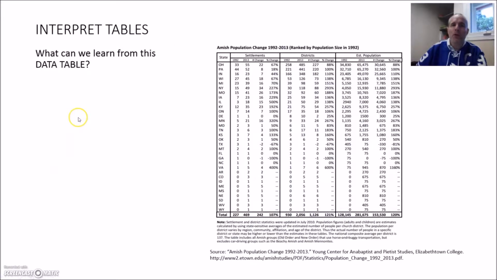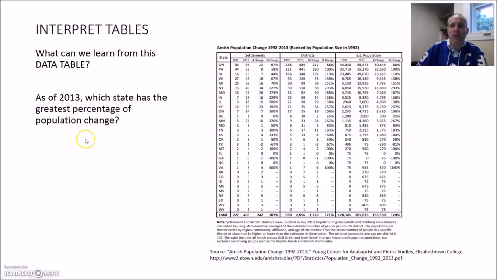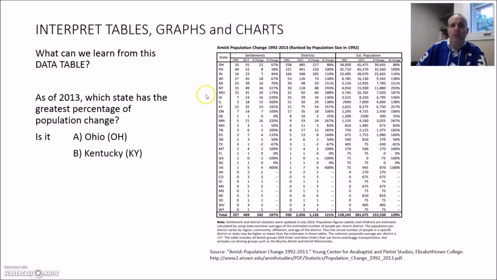So, what can we learn from this data table? For starters, let's ask ourselves a simple question. As of 2013, which state has the greatest percentage of population change? Is it A, Ohio, B, Kentucky, or C, Virginia? If you selected C, Virginia, you're correct.